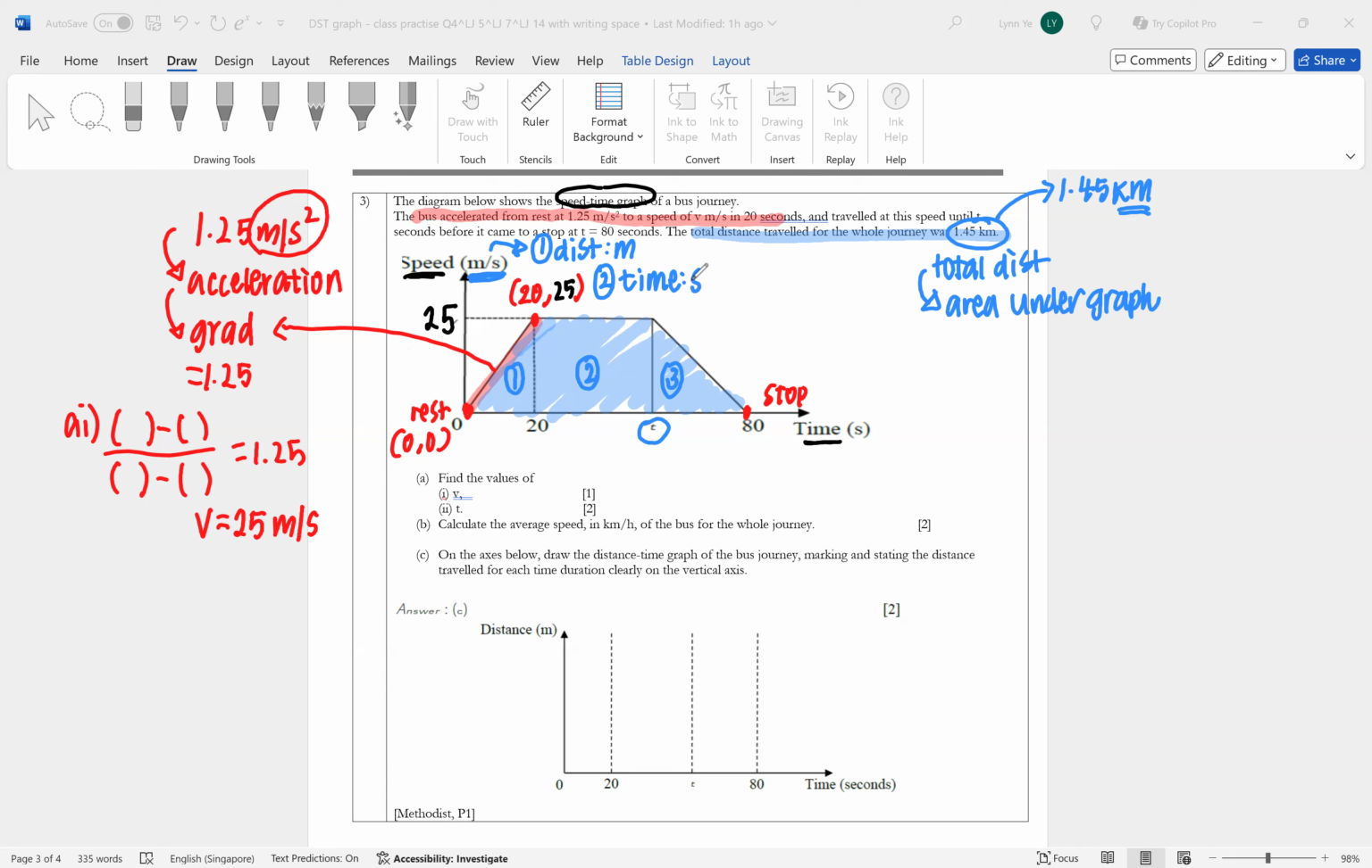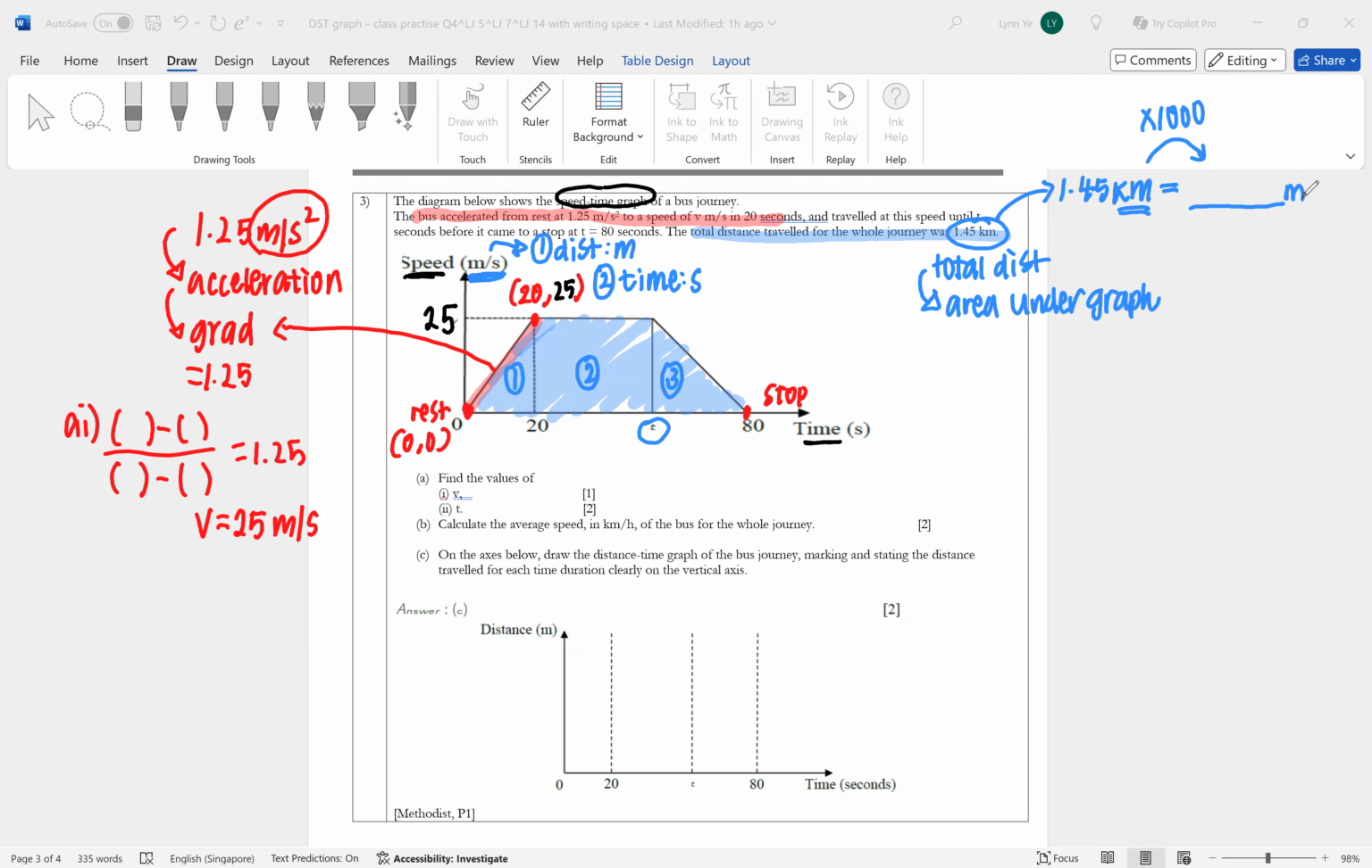But if you look at the question, it didn't tell you the distance is in meter. Meter per second is speed. Don't be confused between the units. The question tells you the unit of distance is in km. The answer is literally on the screen. So we need to change this km into meters. How do you change from km to meters? Yes, times 1,000, and you get the answer in meter.